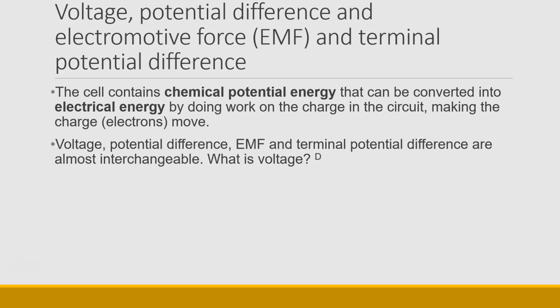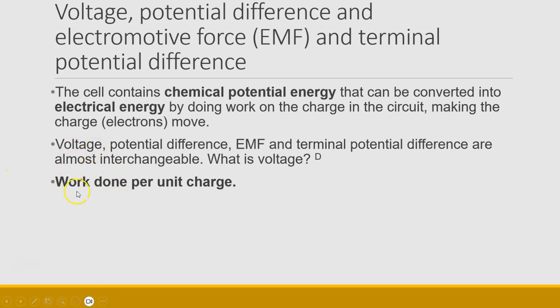Now, voltage, potential difference, EMF, and terminal potential difference are very similar terms, and we are going to describe each one and define each one, starting with voltage. What is voltage? Voltage is the work done per unit charge, and that makes sense because remember that voltage is that force available, that push available, which is work or energy. Work and energy mean the same thing in science.